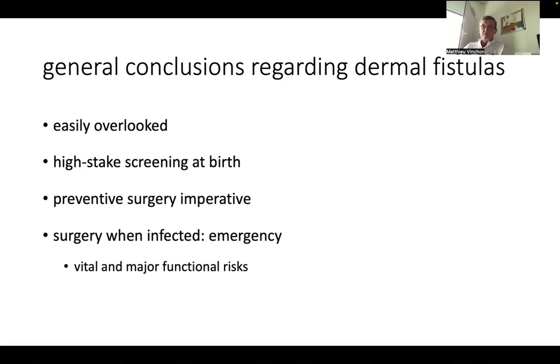So to conclude on the different types of dermal fistula, these are very easily overlooked. It is very important to organize a very thorough examination at birth, not to miss any case. Preventive surgery is imperative, and it should be early, during the first year or even the first month. And in case of infection, it is an emergency because of the vital and major functional risk.